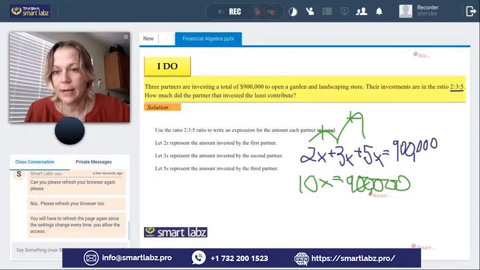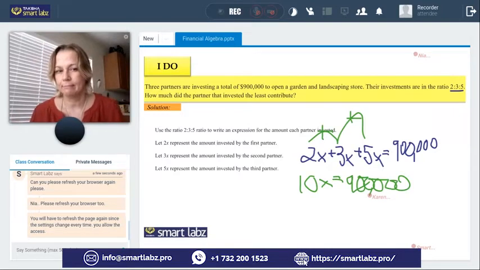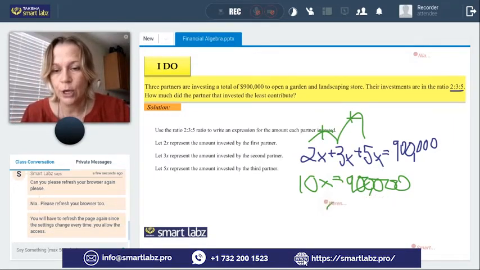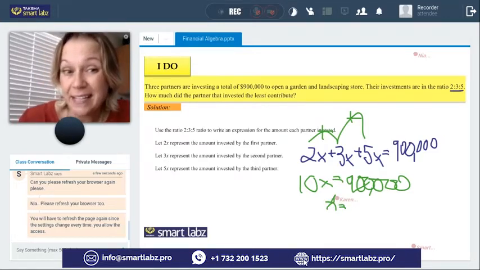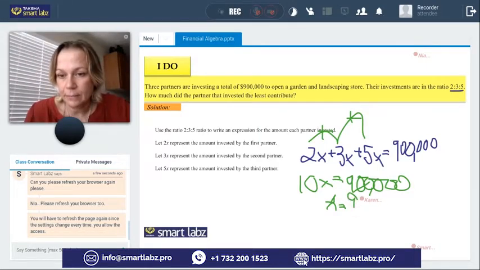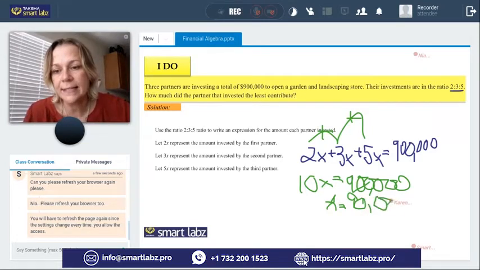Now, when you look at that, you're like, okay, now I know what x is. I know in my head, 10 is easy. So 90,000, right? Mm-hmm. So x is 900,000 divided by 10, 90,000. So we know x is 90,000.